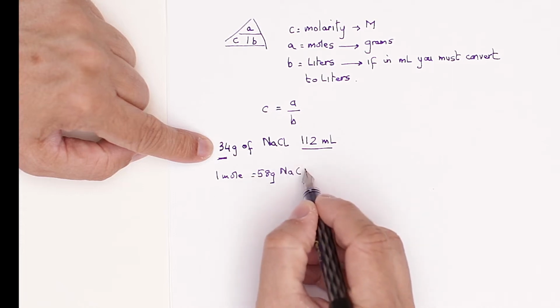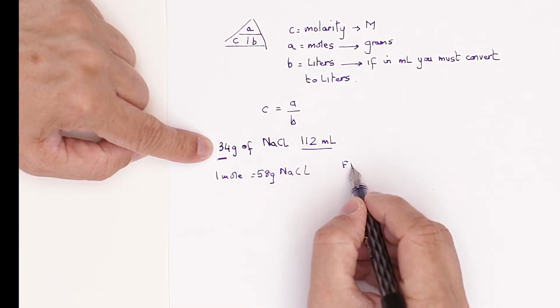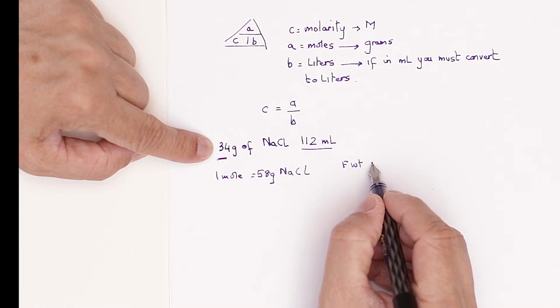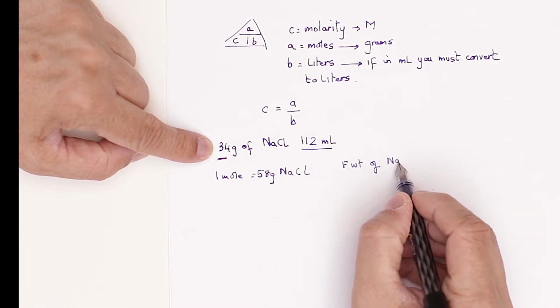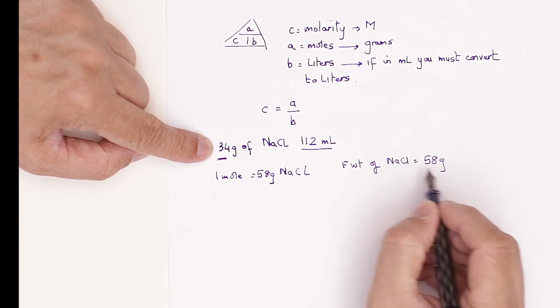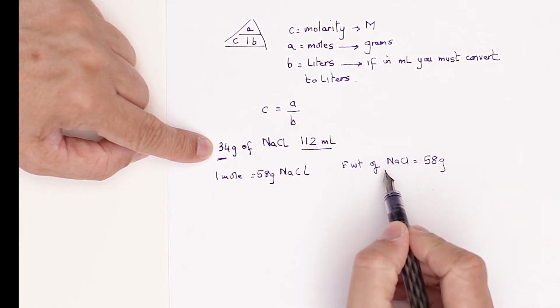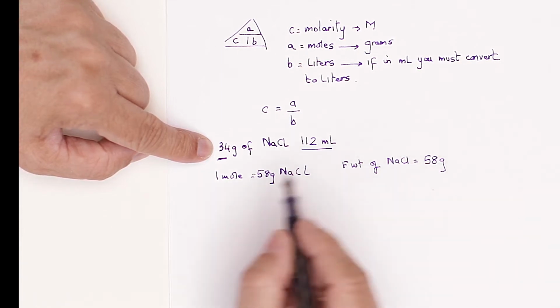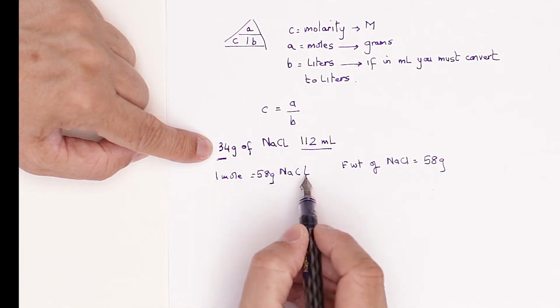And how do we know this? Because the formula weight of sodium chloride is 58 grams. Okay, so that's the molar mass. So sodium chloride is 58 grams. That's why I've written 1 mole is equal to 58 grams.